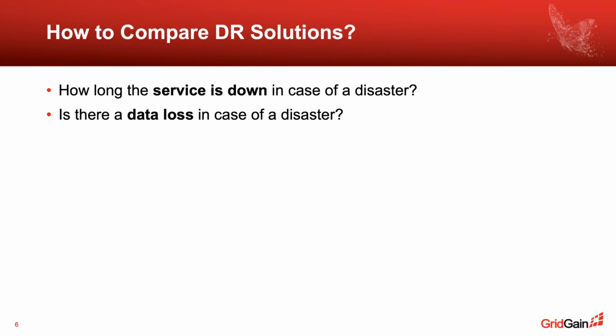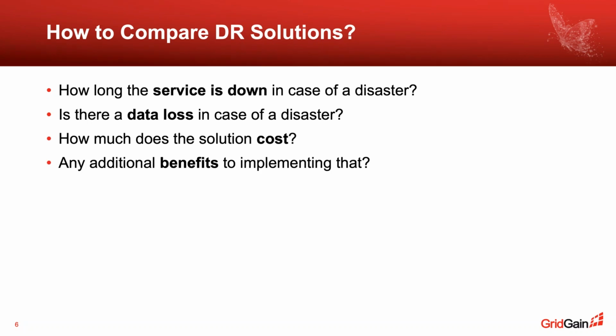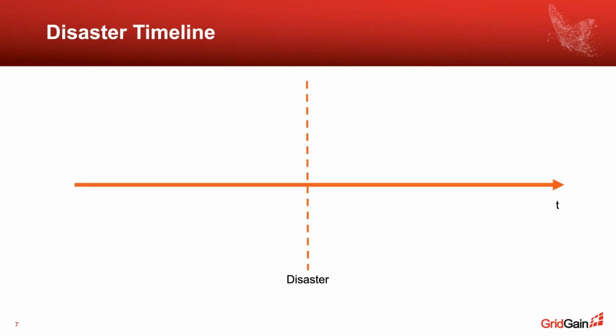And also there are auxiliary parameters: the cost of the solution, the steps we need to take to implement it, the additional software or hardware we need to maintain it, and possibly additional benefits which we get by implementing the solution. So these four things are what we are looking at to compare our options. Next, let's talk about them in a bit more detail.